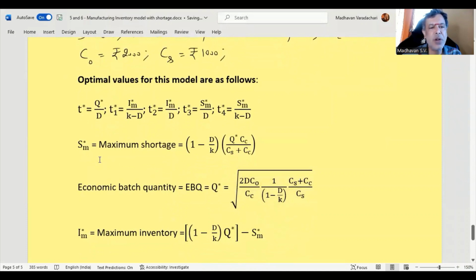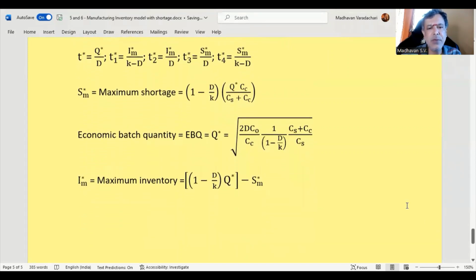Then we have maximum shortage, which is 1 minus D by K times Q star times CC by CS plus CC. And then our economic batch quantity will be EBQ, which is Q star equal to square root of 2 times D CO divided by CC multiplied by 1 divided by 1 minus D by K times CS plus CC divided by CS. And then inventory maximum can be evaluated as economic batch quantity minus the maximum shortage. So first thing is we will evaluate EBQ, Q star.